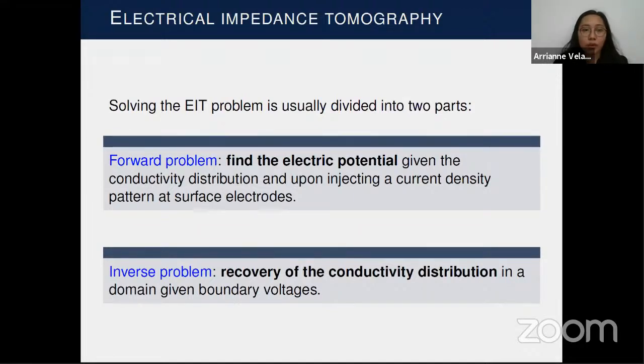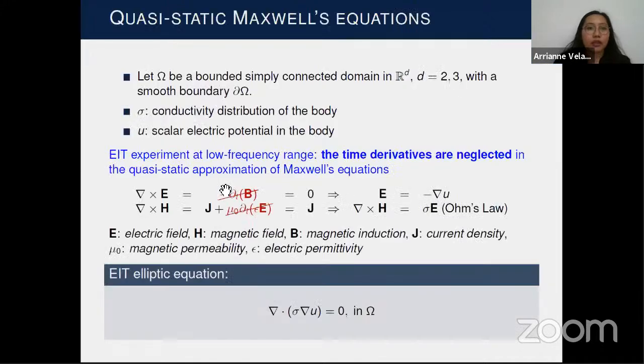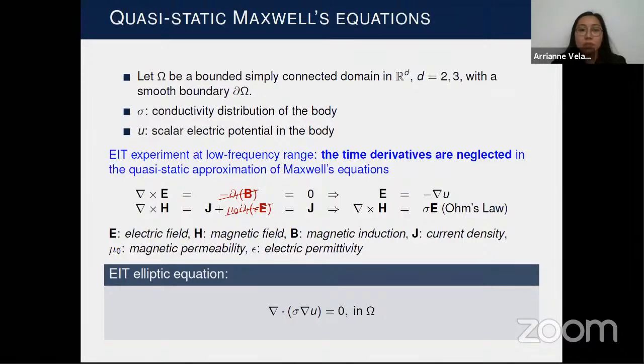We first focus on the forward problem of EIT. We derive the governing equation for the EIT experiment. We first denote by omega a bounded simply connected domain in two and three dimensional space with a smooth boundary. Sigma is the conductivity distribution of the body, and the scalar electric potential is denoted by U. EIT experiments usually work at a low frequency range. That's why, in the quasi-static approximation of Maxwell's equations, we can neglect the time derivatives.